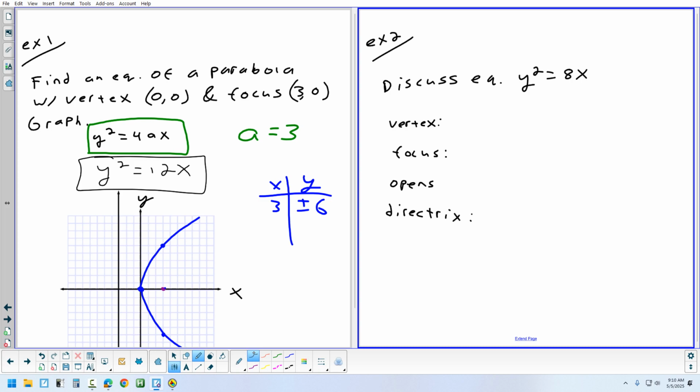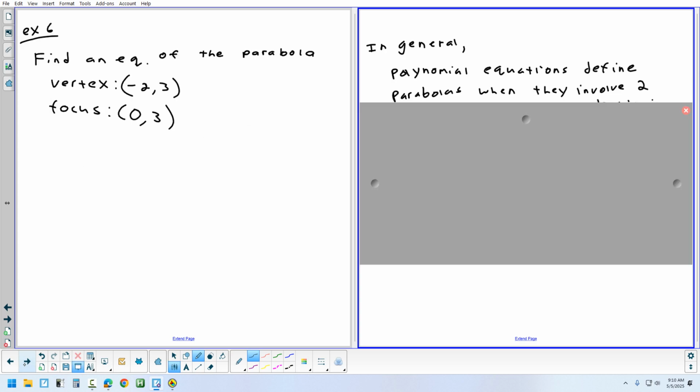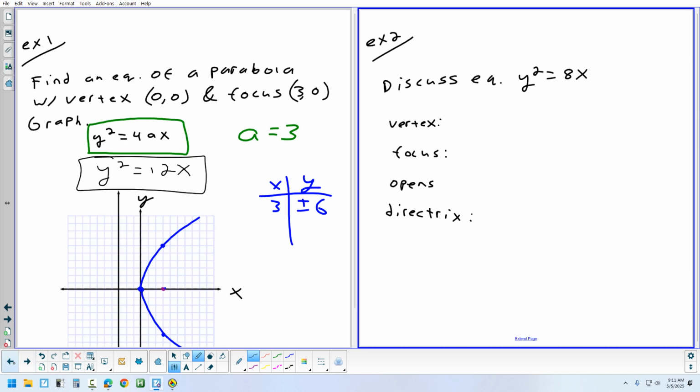For now, where did I say the vertex was always going to be? Yeah, it's going to be at the origin. You'll know when it's not at the origin because the equation starts to look different. It has a little bit more complexity to it. That format is always at the origin.